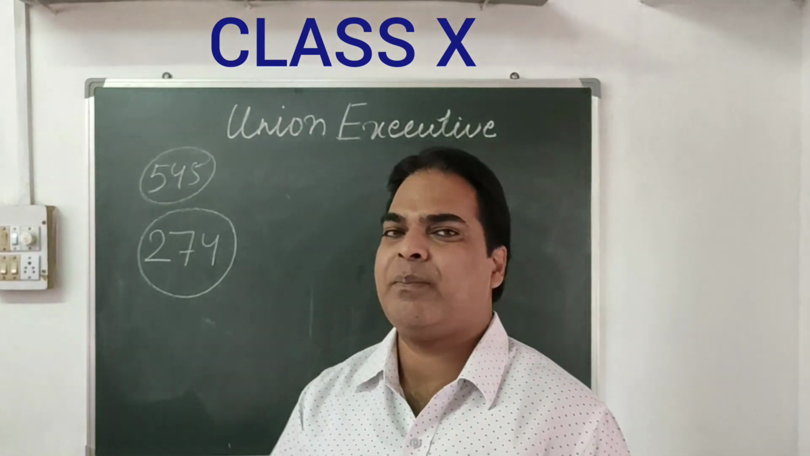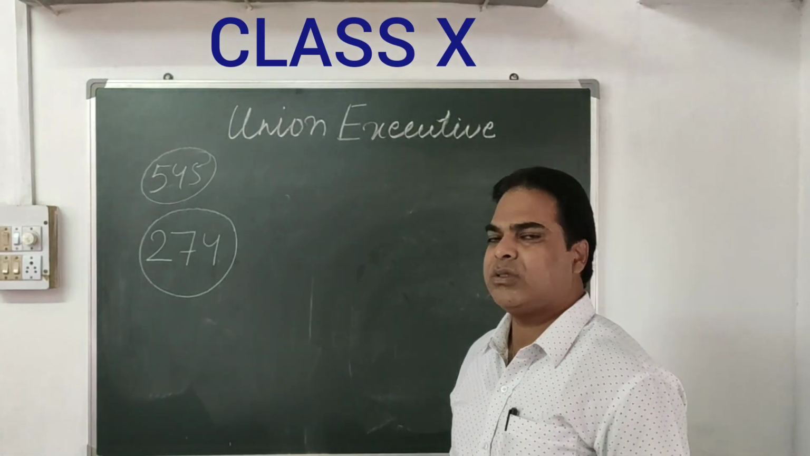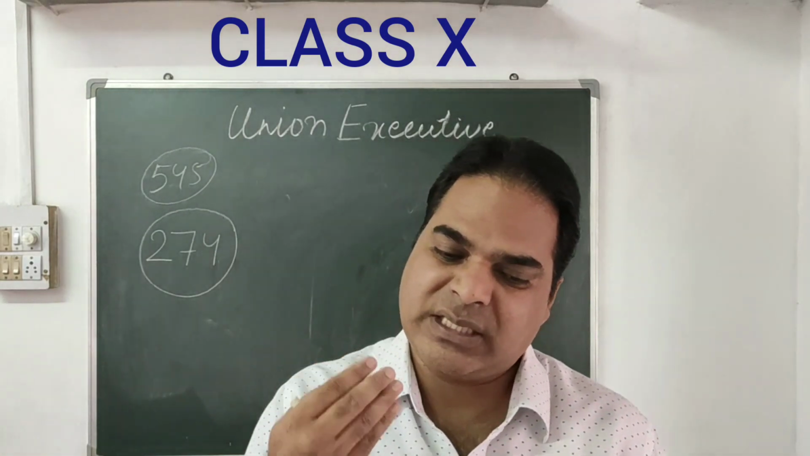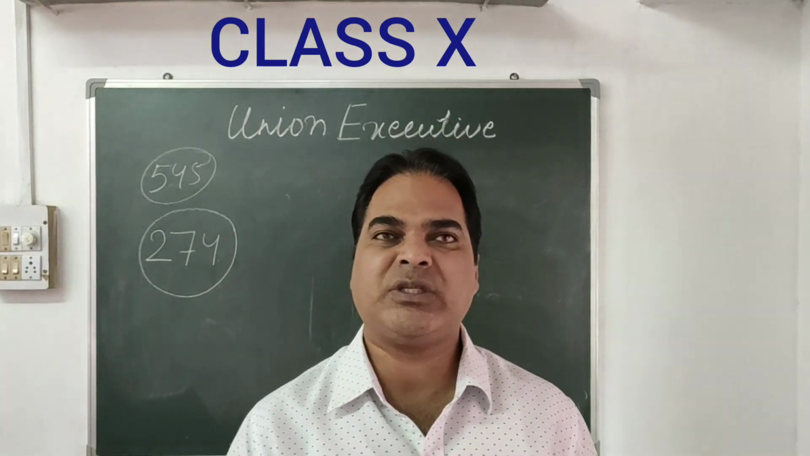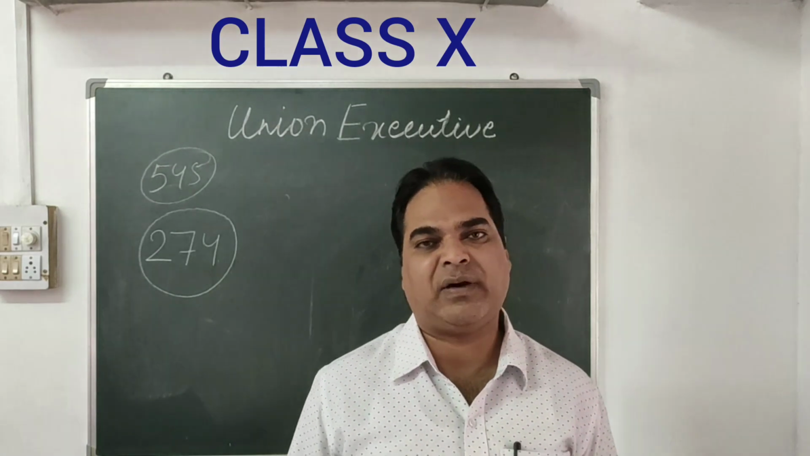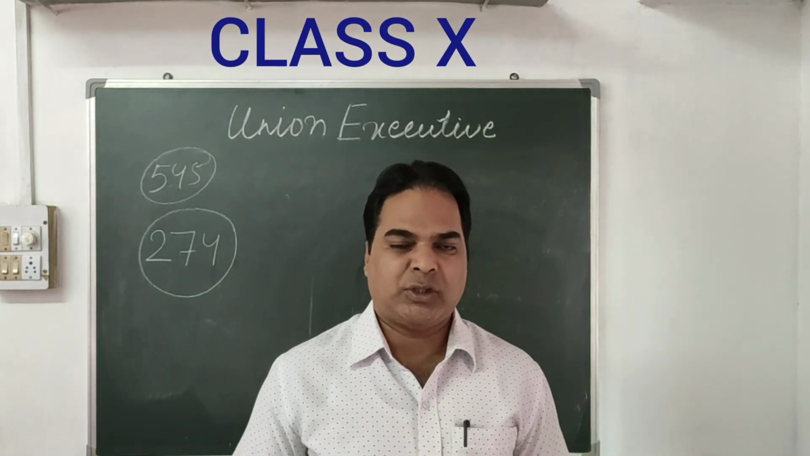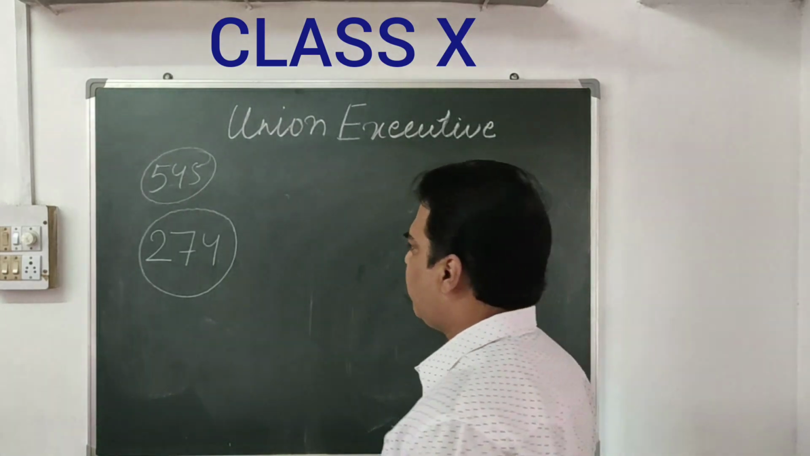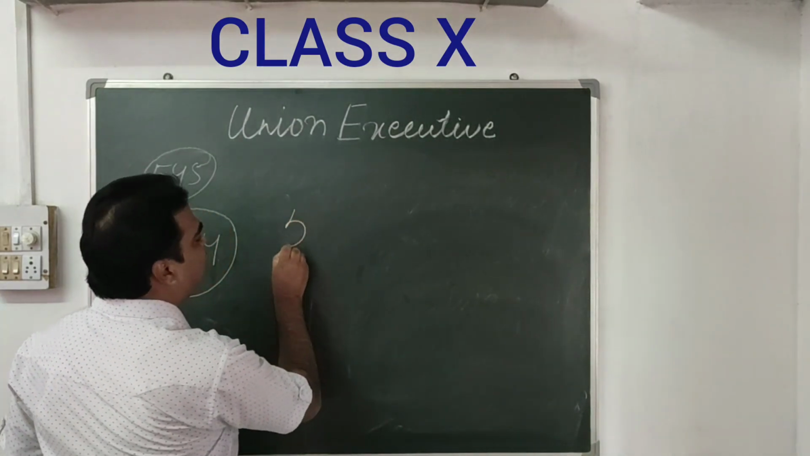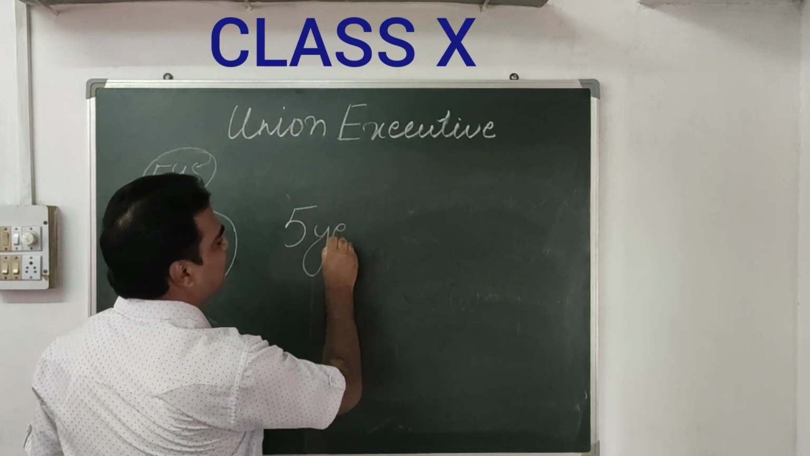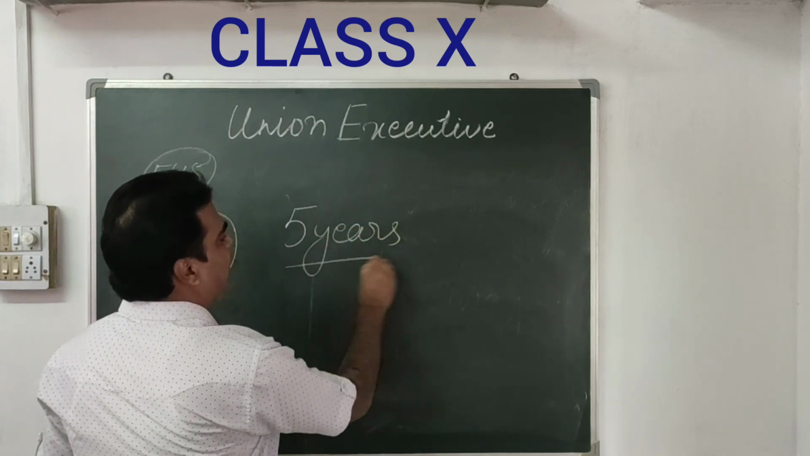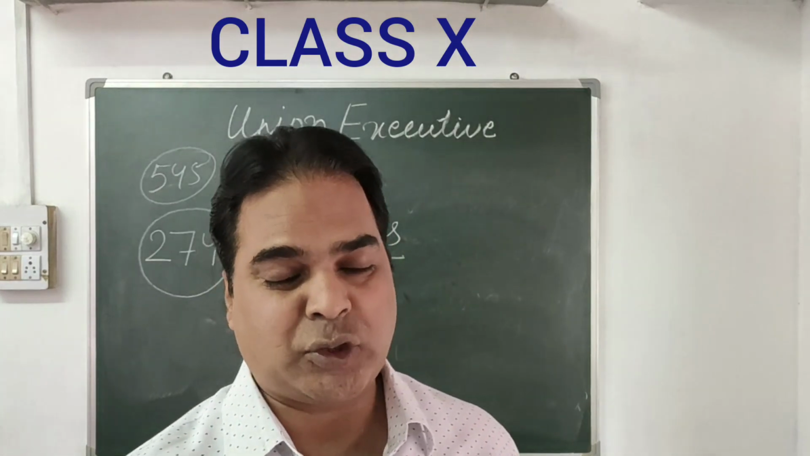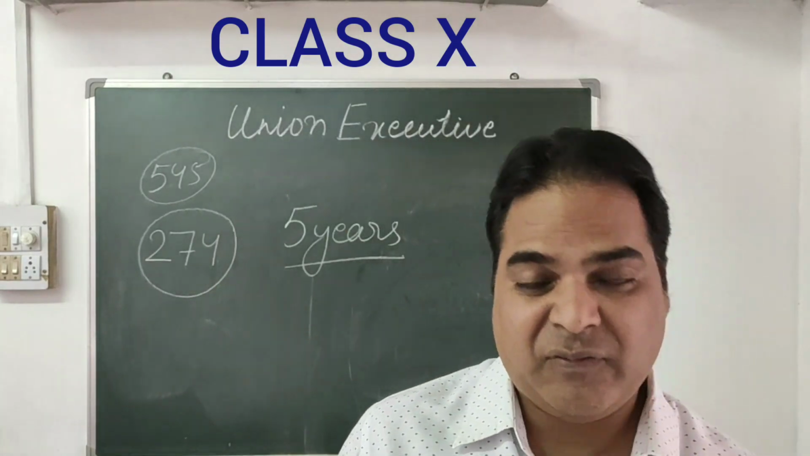And this government continues up to 5 years. If they successfully follow the constitution, then they can complete the full term of 5 years. So the normal term of the Lok Sabha or the normal term of the Prime Minister is 5 years.